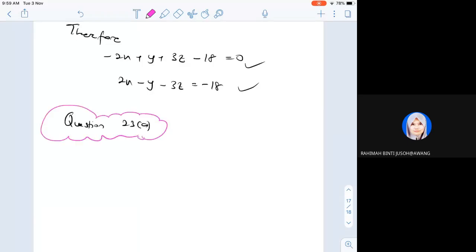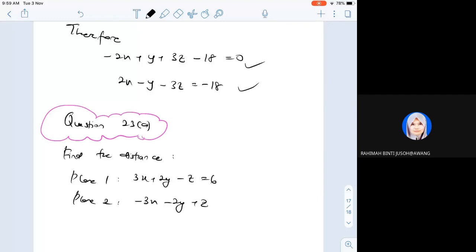Question 23A, kita ada, okay, plane 1. Find the distance. Okay, find the distance. Plane 1, we have 3x plus 2y minus z equals to 6. And then plane 2, we have negative 3x, negative 2y plus z equals to 12.